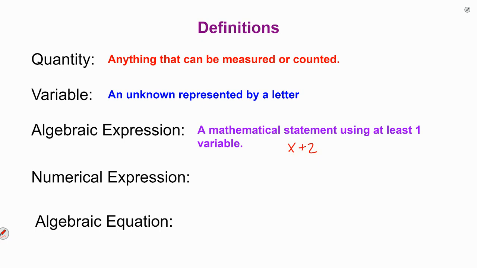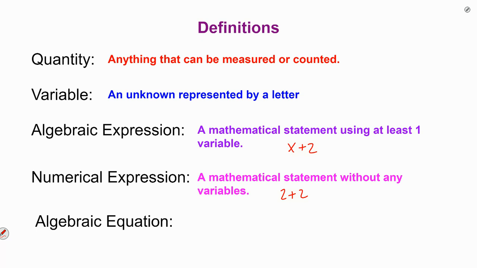Now, a numeric expression is what you started with back in elementary school. This is a mathematical statement without any variables. So if I had, for example, the classic 2 plus 2, that is a numerical expression. You use those basically all of math, so that is what that is.